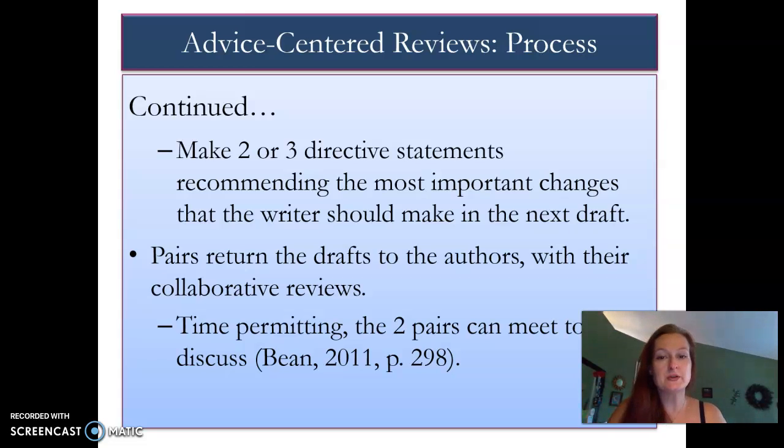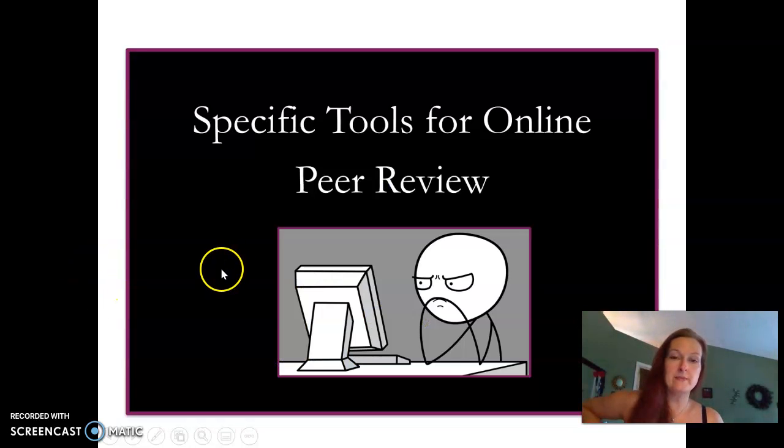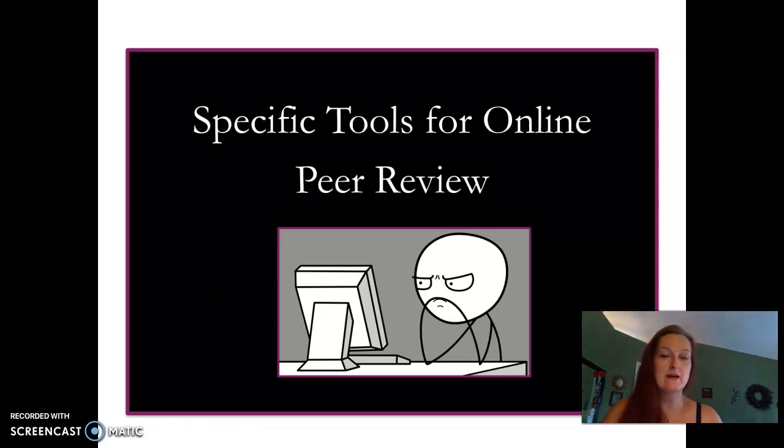And then pairs will return the drafts to the authors with their collaborative reviews, and time permitting, the 2 pairs can meet and discuss. And again, this works on Zoom just as well as it works in person. Just make breakout rooms or whatever you got to do. All right, so those are some kind of hands-on methods, and then there are some specific tools available for online peer review. This guy doesn't look real happy about his, but nevertheless.